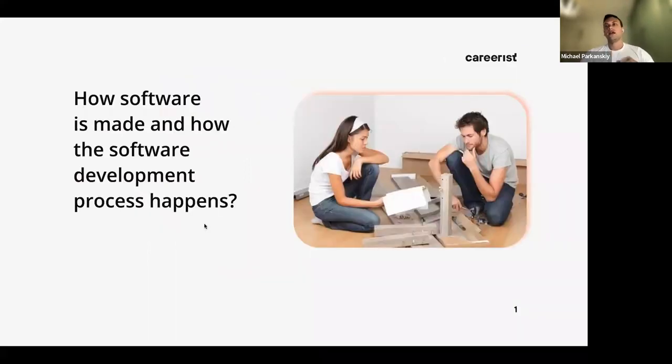All right, so let's talk about how software is made and how the software development process happens. In the picture here, you can see a couple putting together maybe a table or something along those lines. So let's talk about the software development lifecycle in terms of an everyday item. For example, let's take a computer table. I like to give an example of a table, one of those that go up and down, like a stand-up desk.